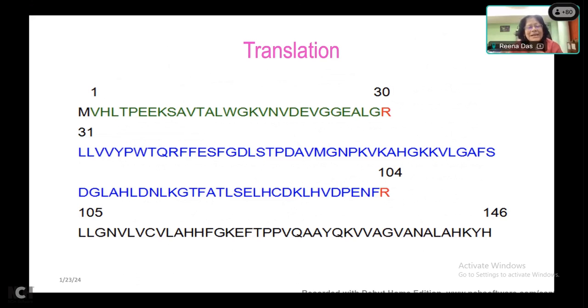Finally, the translation happens, and the numbering of the protein is 146 amino acids, because the first methionine is not numbered. Nowadays, we sometimes say the numbering starts from 1, and we say that the amino acid number is 147 in the beta globin chain. So this is just the very basics of how the globin chain is synthesized.